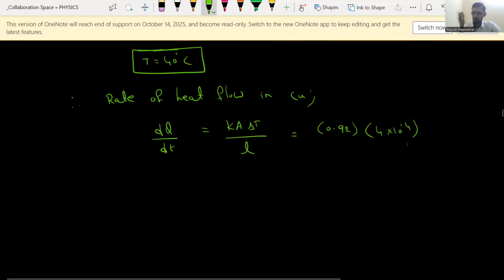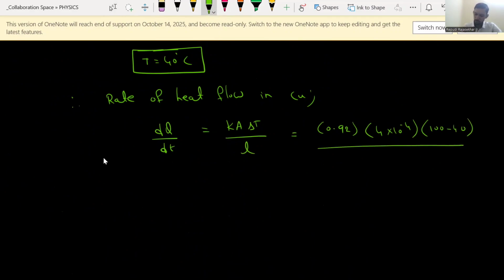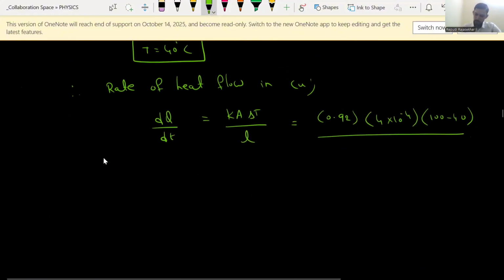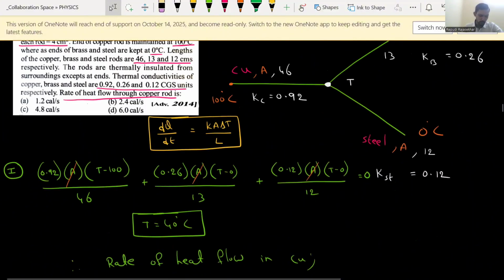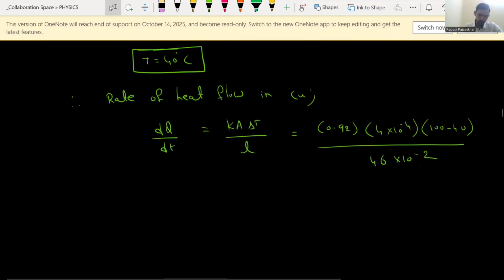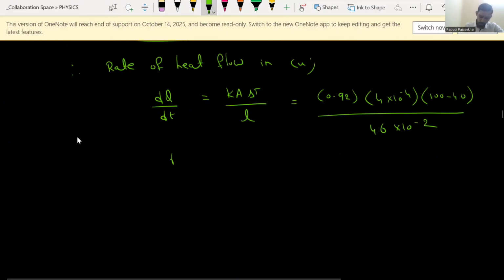So 1 centimeter, we are writing here, convert into meter. 1 centimeter square they have given, so 10 power minus 2 whole square, so 10 power minus 4. Delta T value is how much? One end is 100, the other end we got as 40 junction temperature, all divided by the length of the copper wire, which is 46 centimeter. 1 centimeter is 10 power minus 2 meters, so 46 into 10 power minus 2. So to simplify, whatever terms get cancelled, the final answer will be 4.8 calorie per second. So dq by dt equals 4.8 calorie per second.